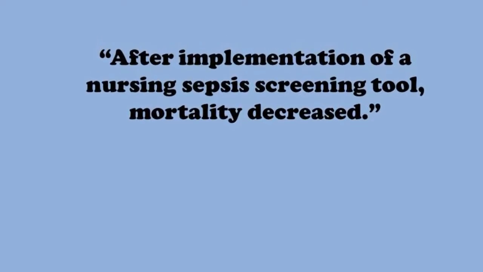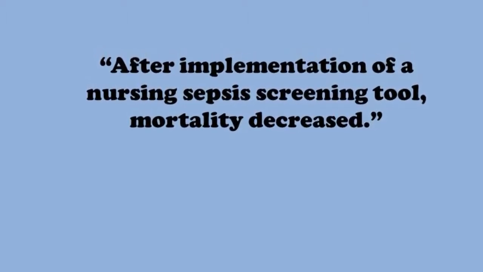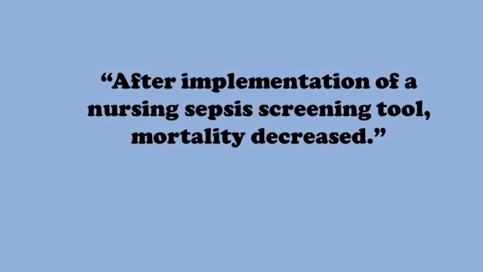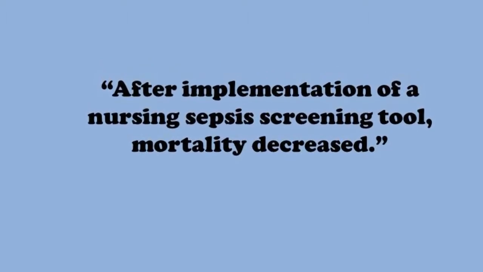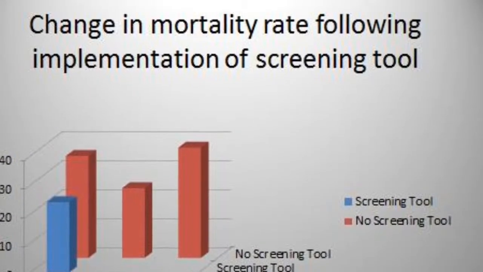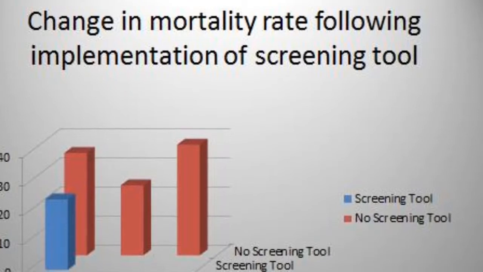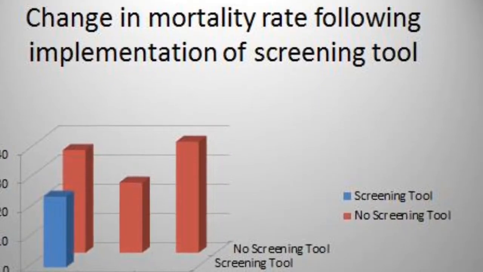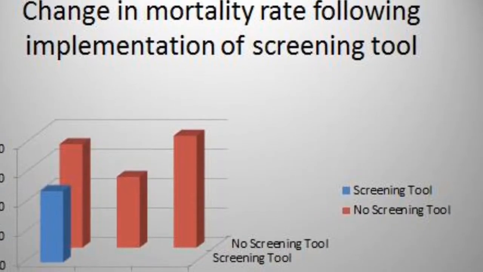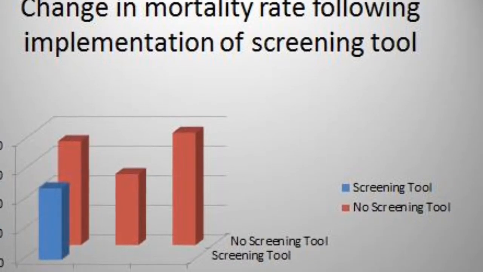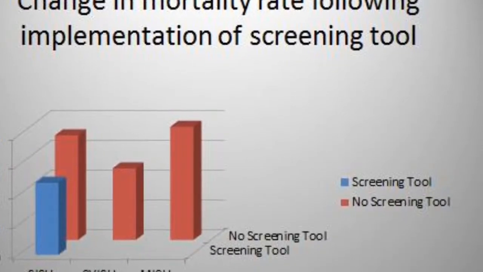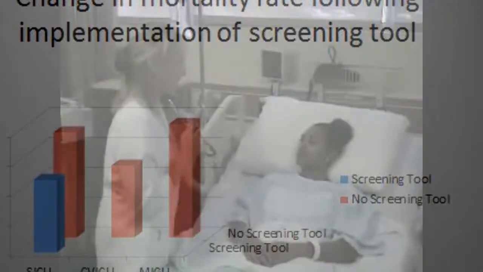After a comprehensive search of the electronic medical record database, it was discovered that following the implementation of a nursing sepsis screening tool, the mortality rate from sepsis decreased. The mortality rate related to sepsis in the SICU decreased from 35.1% to 24.2%. Sepsis mortality did not decrease in patients within the ICUs where this screening tool was not utilized. CVICU remained at 21 to 24%, and MICU remained at 37 to 38%.